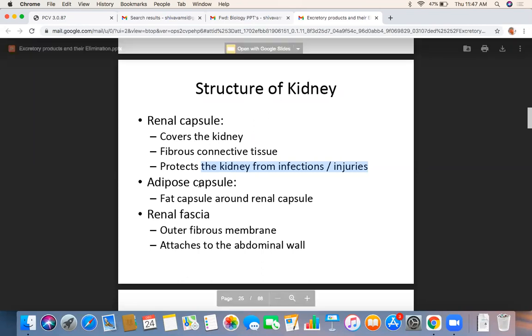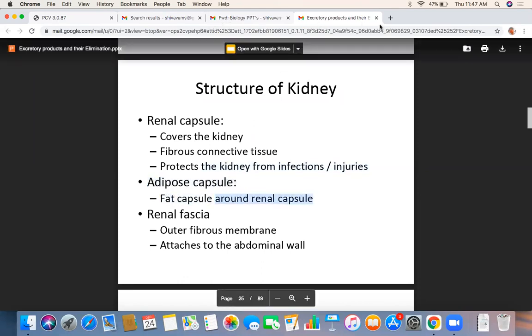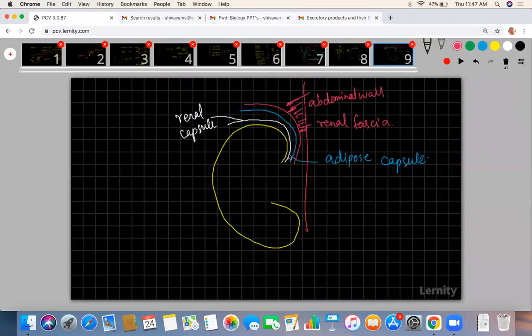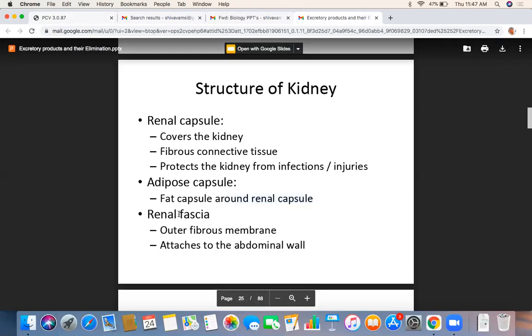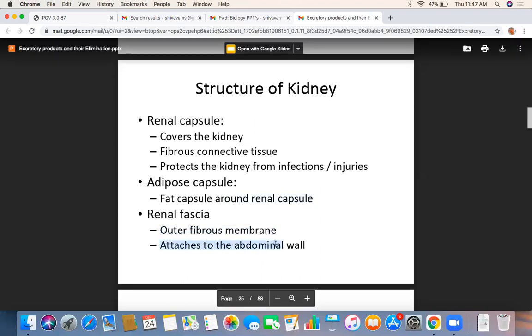Then you have your adipose capsule. Adipose capsule is a fat capsule. It is surrounding the renal capsule. This is the renal capsule, and covering the renal capsule your adipose capsule is present. So this adipose capsule will be covering this renal capsule. Then your outer layer is your renal fascia. Renal fascia is the outer fibrous membrane. It will attach to the abdominal wall.